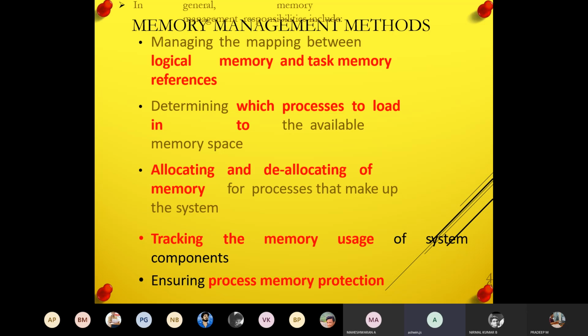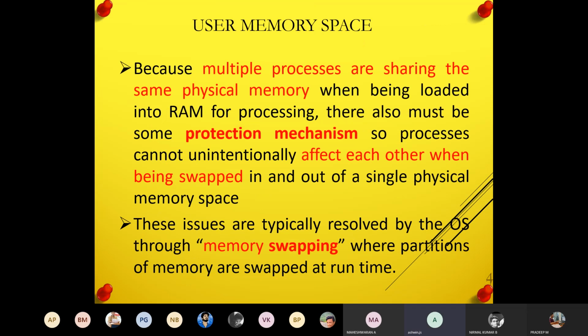And tracking the memory use, in the sense, in order to know how much memory is free and how much memory one application has occupied, so that we are able to know. Suppose some application is drawing more memory, I will block it. Unwanted tasks, I will block them. Okay. So user memory space is nothing but where the program's user is storing the data.